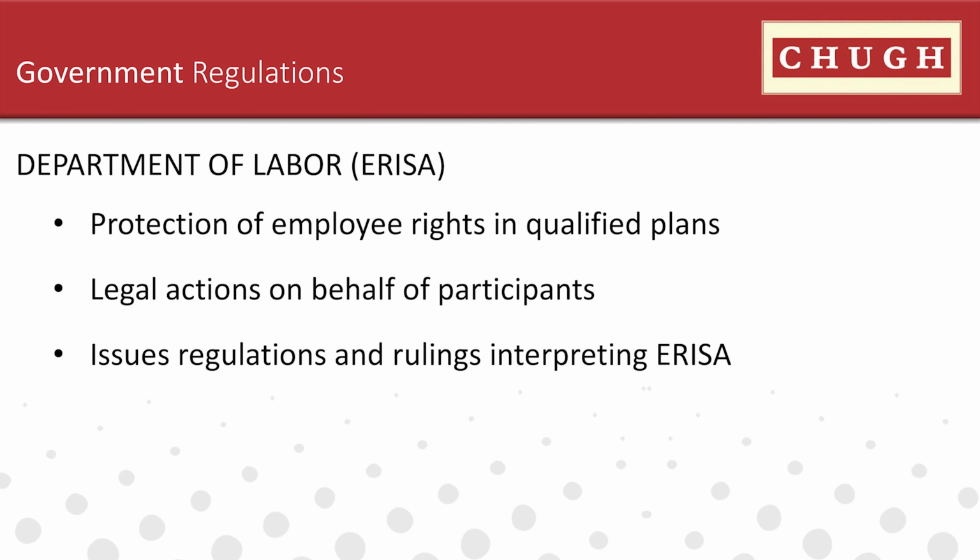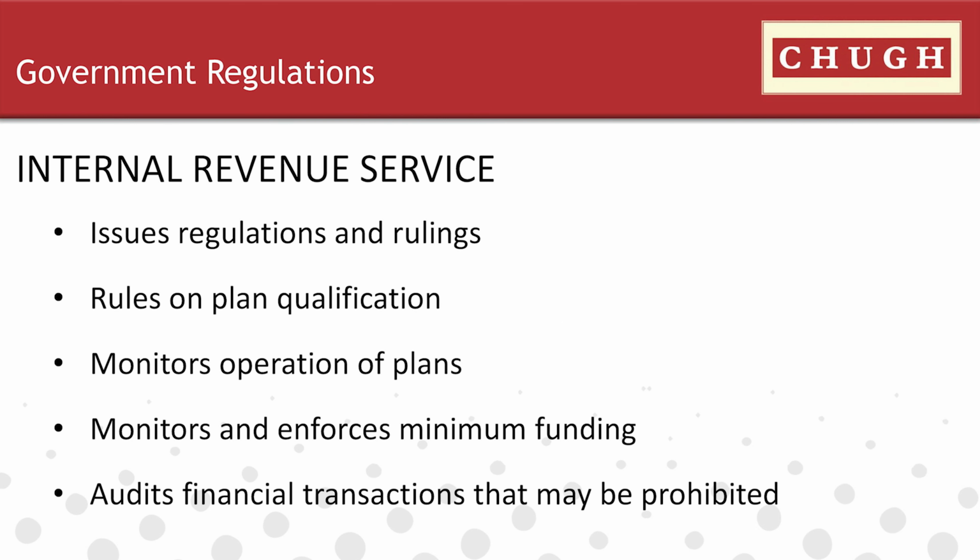ERISA is a federal law that sets minimum standards for most voluntarily established pension plans in private industry to provide protection for individuals in these plans. And the next government agency that oversees the employee benefit plan is the Internal Revenue Service.